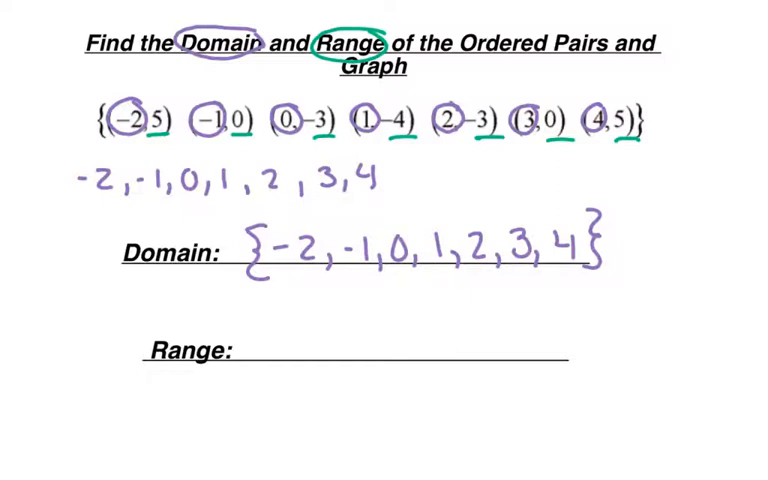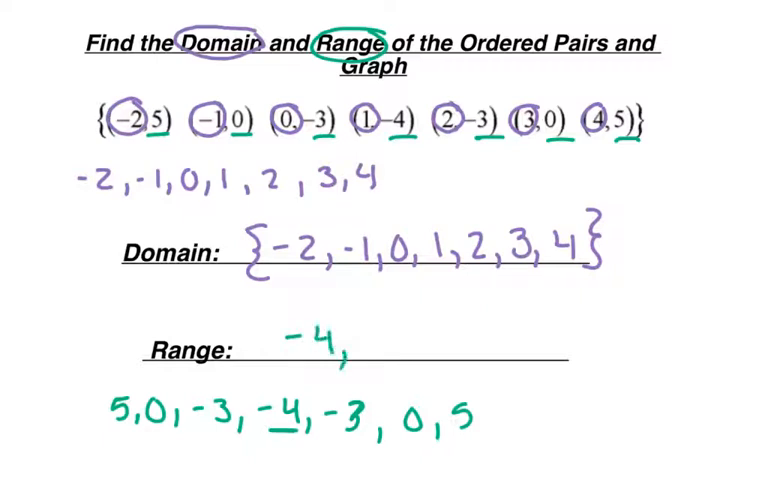So for the range, I have 5, 0, -3, -4, -3, 0, and 5. Okay, and we're only going to write the numbers once if they repeat. I'm going to look for my smallest number first, which is -4. So I've got -4, -3, then I see 0 and 5, and I'm only going to write them once. So my range would be -4, -3, 0, 5. So you have to remember to write them in order from least to greatest. A lot of times that's what people get wrong.